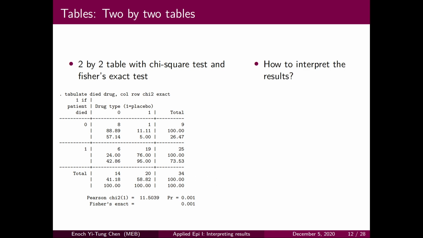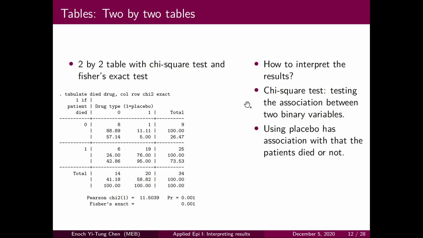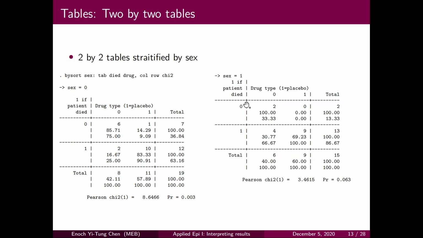how to interpret it. Chi-square test is testing the association between two binary variables. The interpretation here is that using placebo has association with the patient's death or not. And for sure, you can always stratify a 2x2 table using by or bysort.